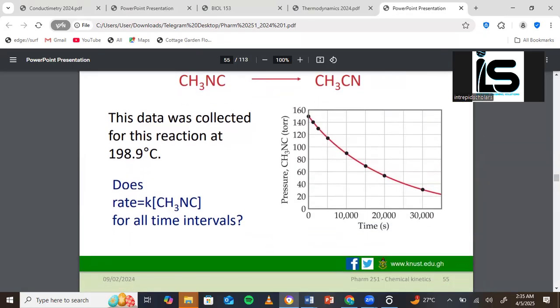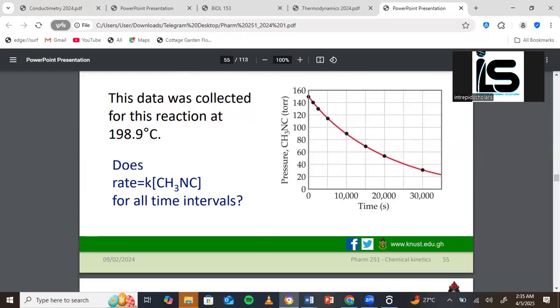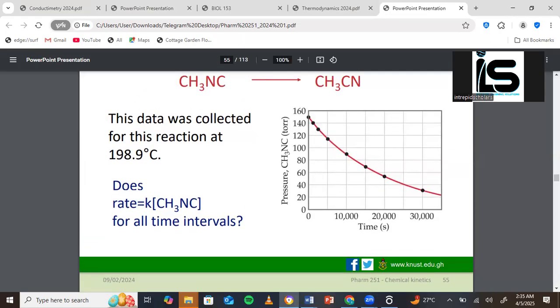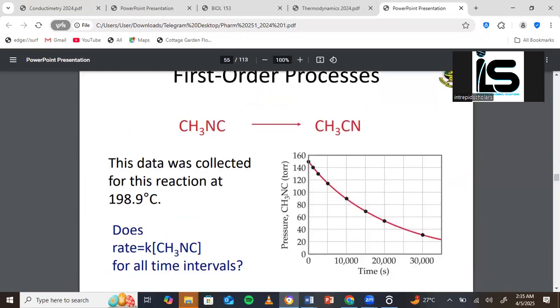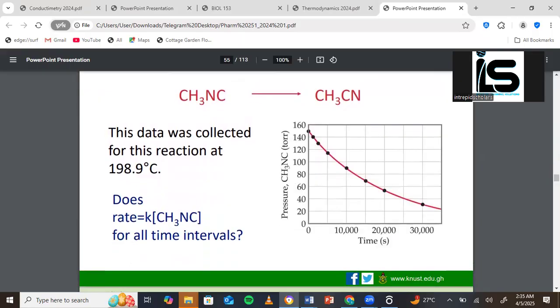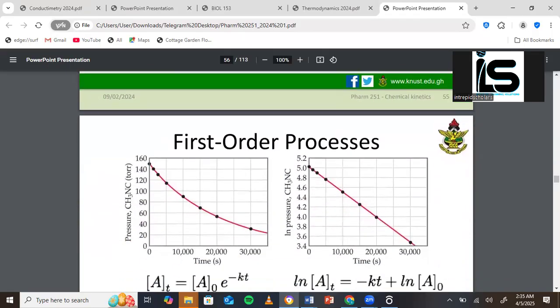Now the data is being collected at 198.9. This is very important because k is constant at constant temperature. Temperature will change k, right? So how do we know? Now, if we just plot the concentration against time, we'll get a curve. The curve cannot really help us deduce anything, right?